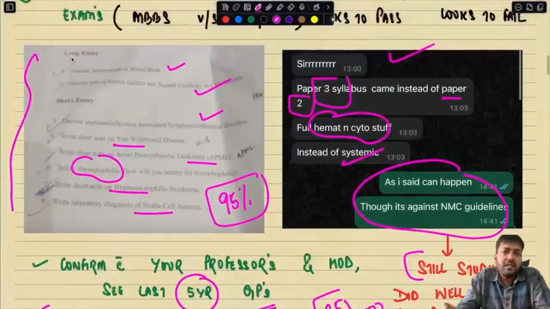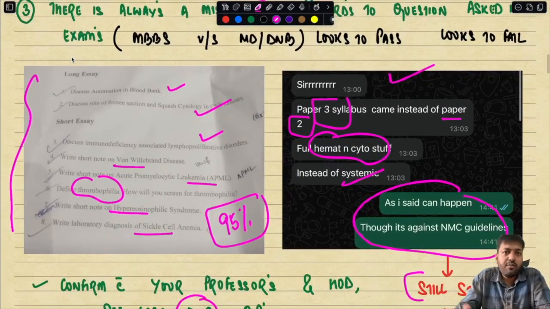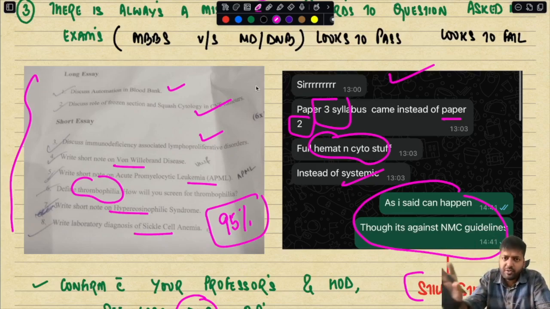So there is always a mismatch with regards to the questions asked in the exams. This is one of the extreme versions that I have described, but even so, if your revision is correct, if you read properly and are thorough in your approach, then even such a disastrous event can be overcome. It will not happen with you. It happens in 1 or 2 papers out of 100 papers.